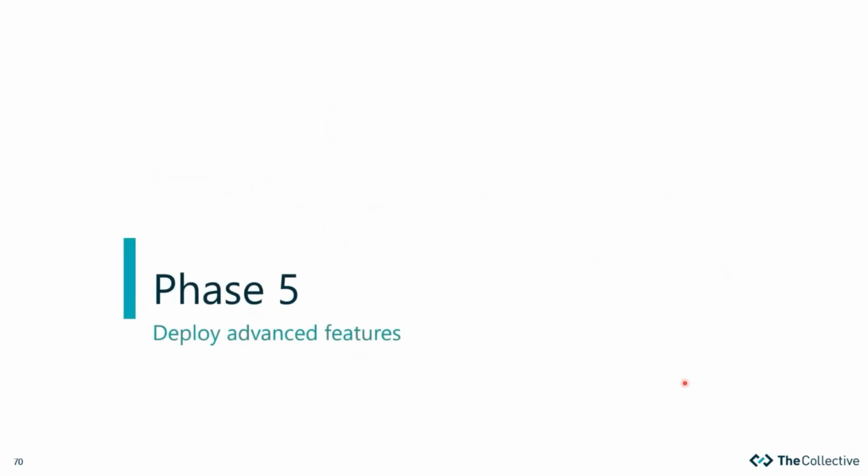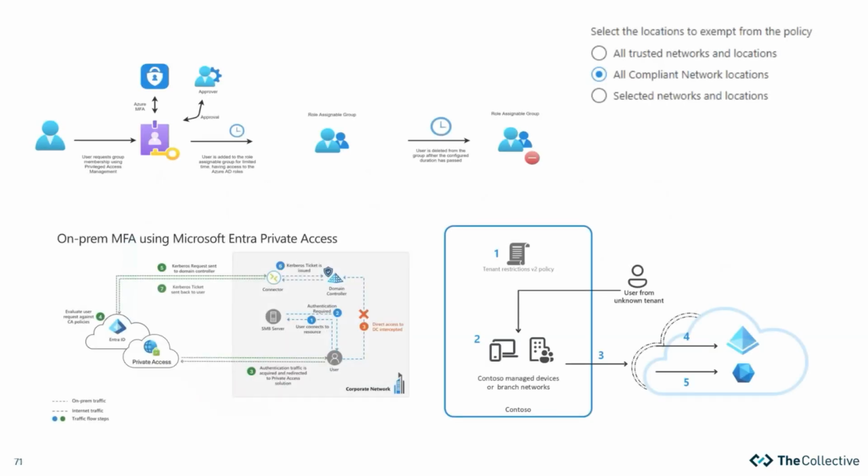And then in the last phase, we deploy the advanced features that I talked about earlier. So if you want to do some PIM elevations, if you want to secure traffic with compliant network checks, if you want to enforce MFA on premise and make sure direct access to domain controllers isn't allowed, we can work that out with you, and make sure that we harden that environment with these features.